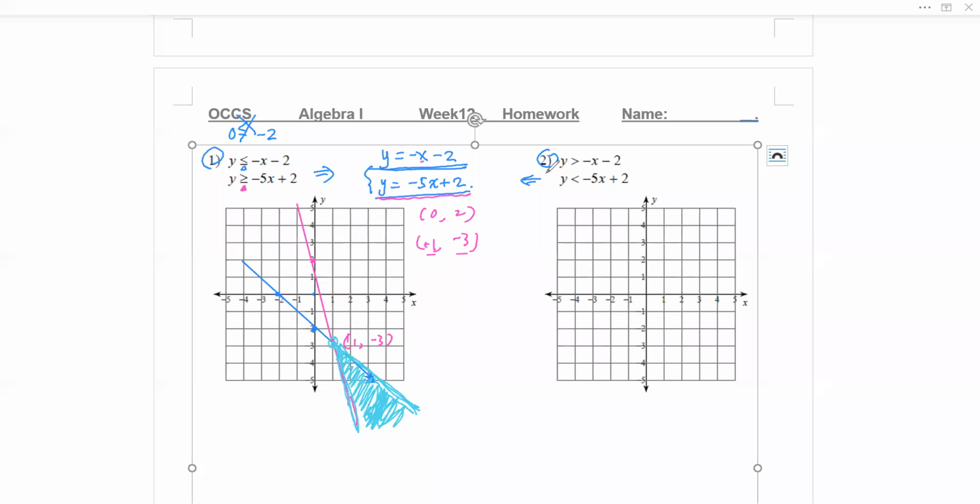All right, let's see number 2 here. We just use a different color, since the line is the same. Let's use the yellow. So y greater than this one, so it should be this area, right? And what about this one? Y less than this line, negative 5x plus 2, so it should be the bottom part.